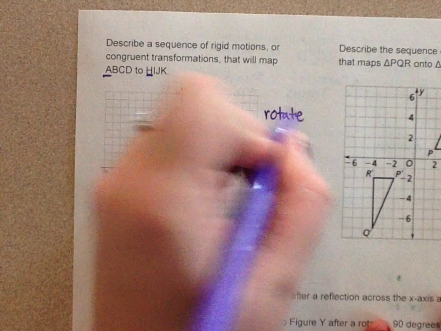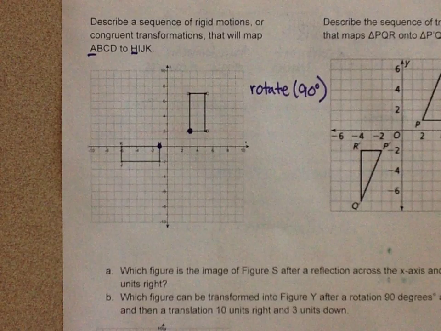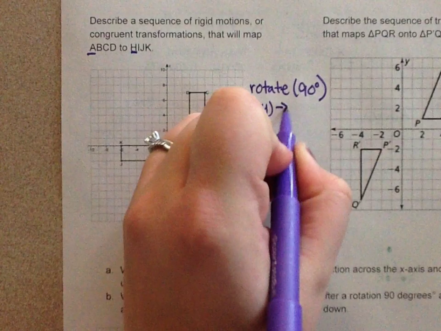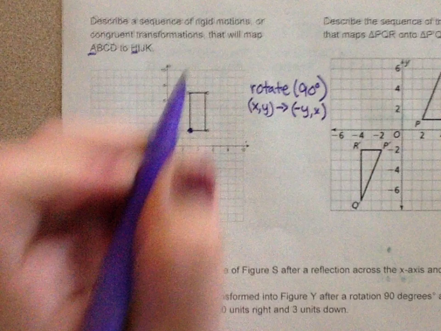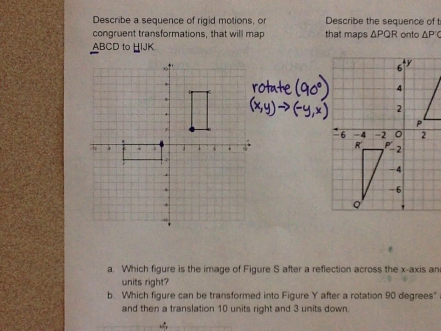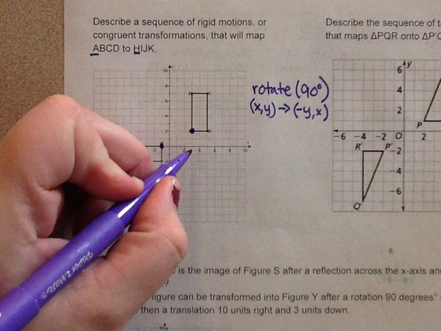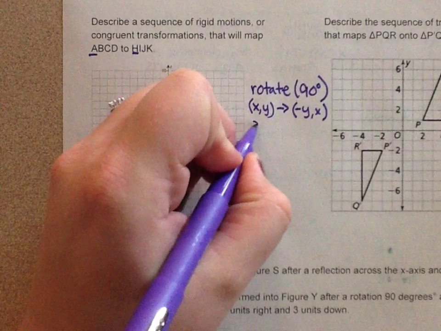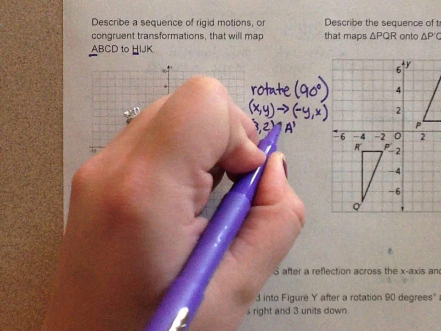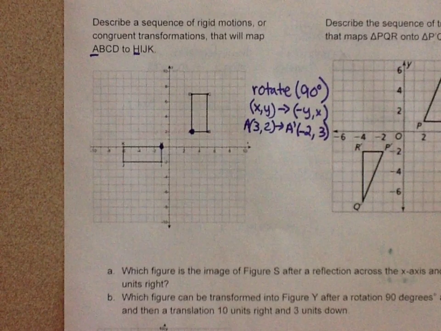And again, how far do we have to rotate this one, guys? 90 degrees. What's our rotation rule for 90 degrees? So (x, y) is going to become what? Negative y, comma x. What was my coordinate for A? So if you look, (3, 2) is my coordinate for A. What is my coordinate going to be for A prime? Negative 2, 3. Questions on how I got negative 2, 3?